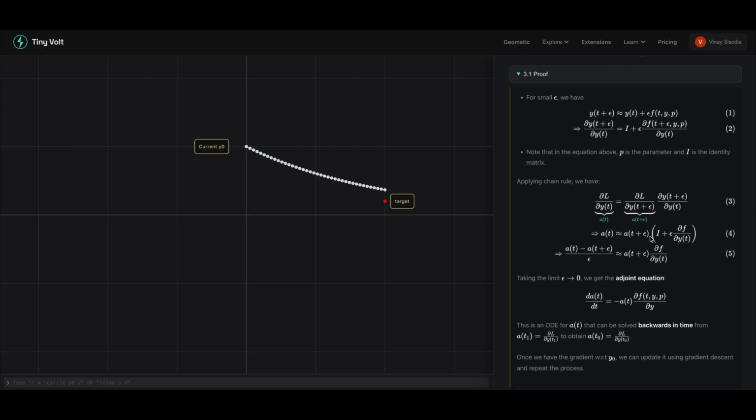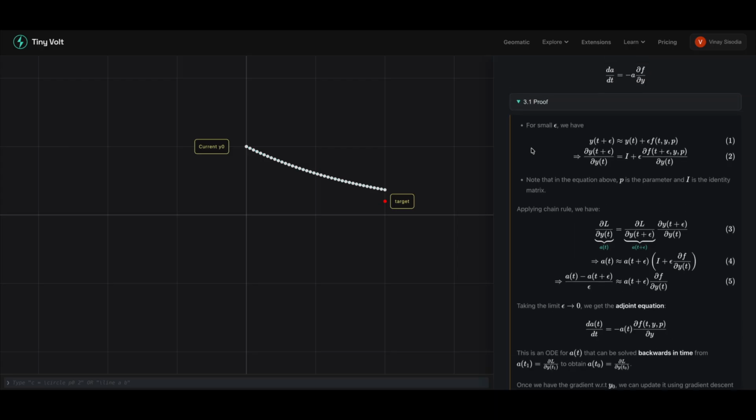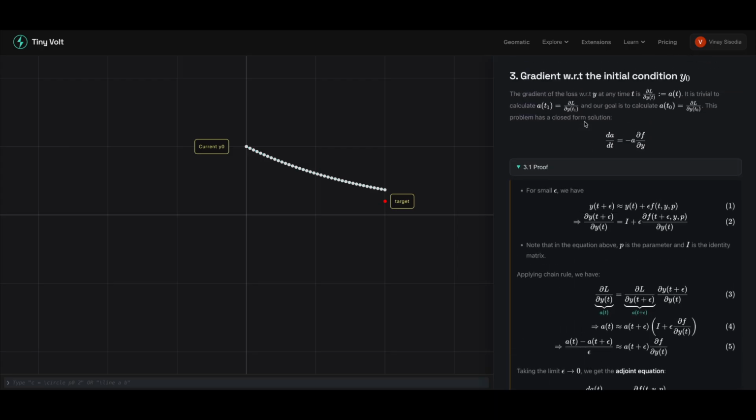And with some manipulation, I can get this expression which describes the rate of change of the gradient in the form of an ODE, and this ODE runs backwards in time. So its starting point is t equals 2 in our case, and endpoint is t equals 0. That's the key idea.